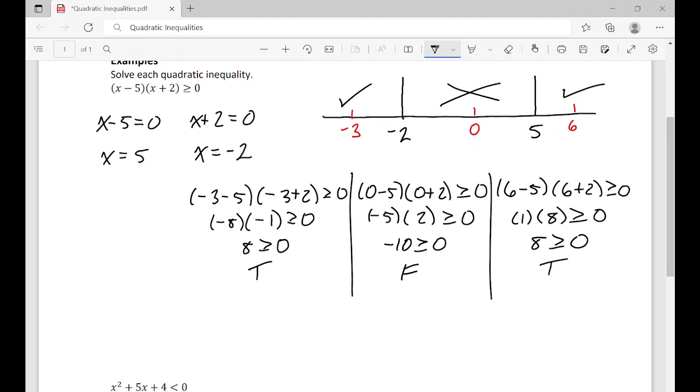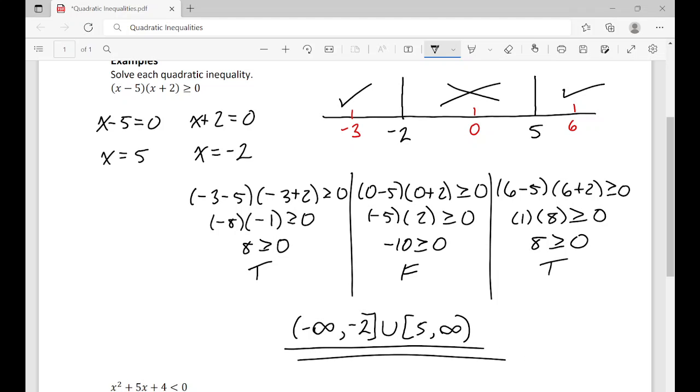So my final answer is going to be, since it goes all the way to negative infinity up to negative 2, and since it is equal to here, greater than or equal to, use a bracket. Then a union, and then I pick up 5, and again, greater than or equal to, so I use a bracket again. And it goes off towards infinity. And so this will be my solution to this quadratic inequality.